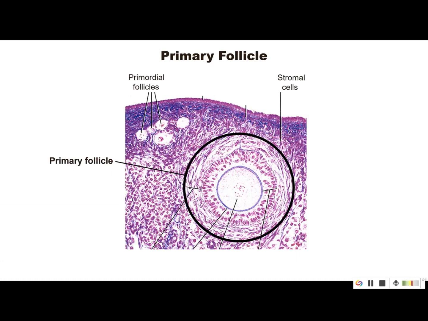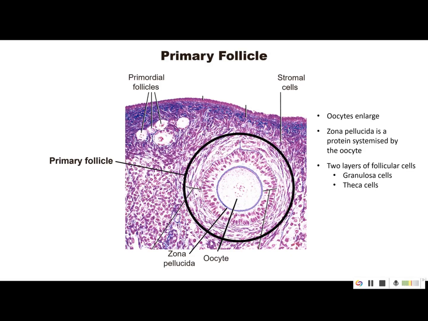When a primordial follicle is stimulated, the oocyte enlarges and the follicular cells divide. The oocyte synthesizes a glycoprotein coat known as the zona pellucida. A primary follicle has 2 layers of follicular cells external to the zona pellucida. The layer closest to the oocyte are the granulosa cells developed from the follicular epithelial cells.